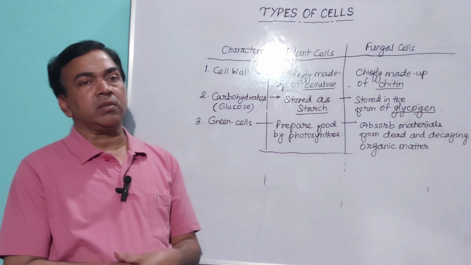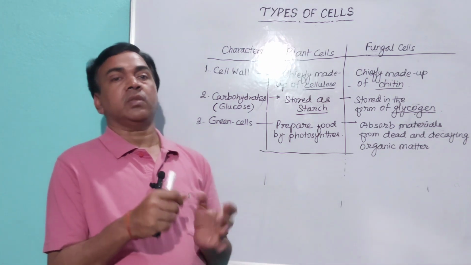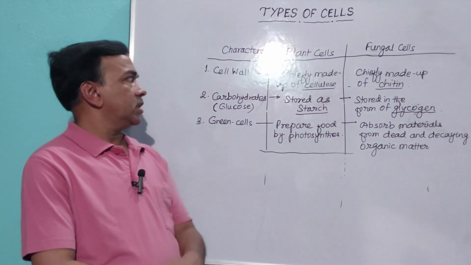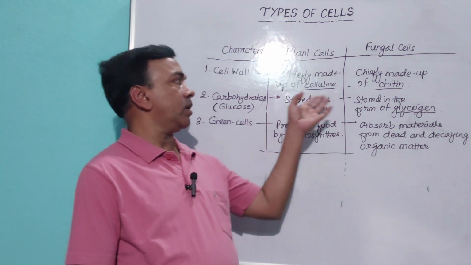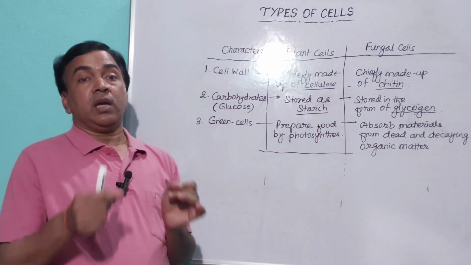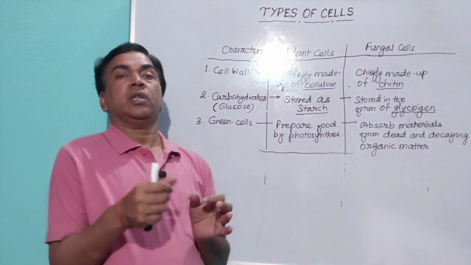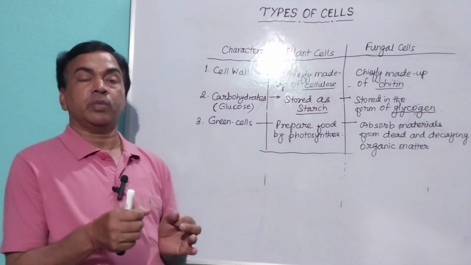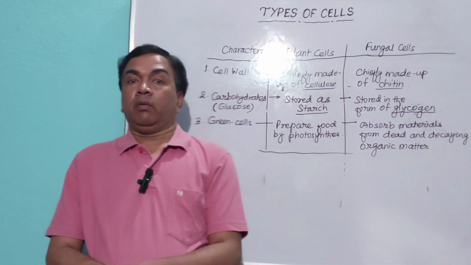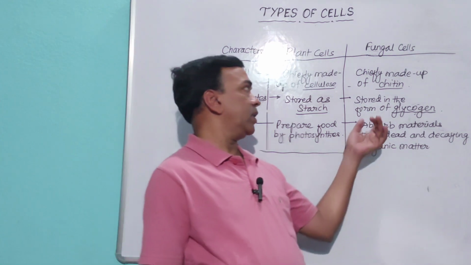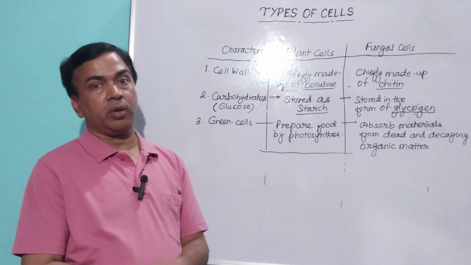Both have many similar characters. Besides these similar characters, there are some differences. The first one is the cell wall. The cell wall of plant cells is basically made up of cellulose. Besides cellulose, it also contains hemicellulose, pectin, lignin, etc. But the cell wall of fungal cells is chiefly made up of chitin.